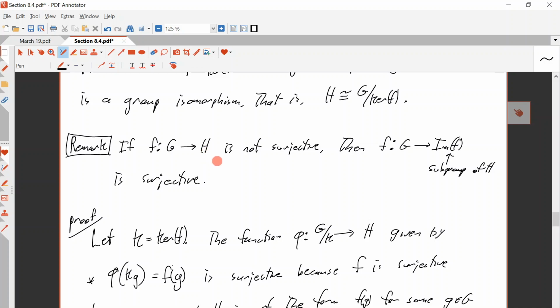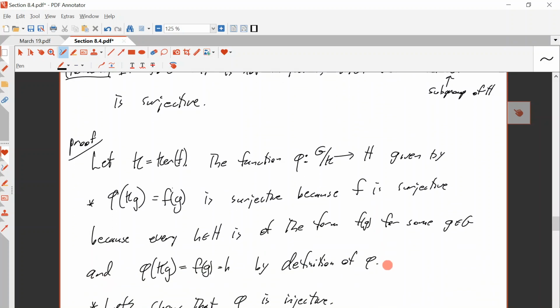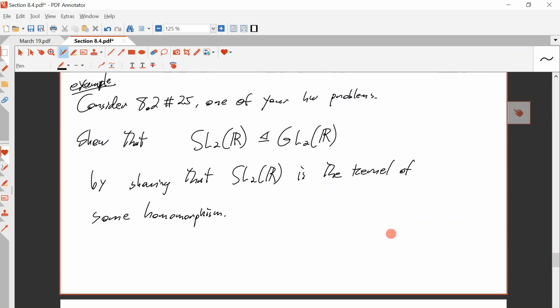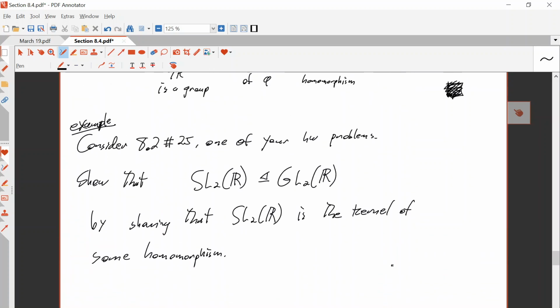By the way, if f from G to H is not surjective, there is still a surjective homomorphism lying within there. It's just f from G to the image of f, and the image of f is a subgroup of H. So we gave a proof of that, and we had this nice example. Don't forget this example. Consider section 8.2, number 25, which is one of your homework problems for section 8.2.